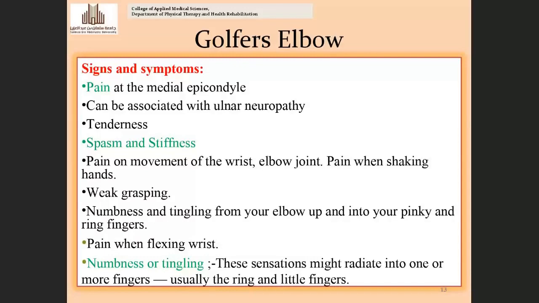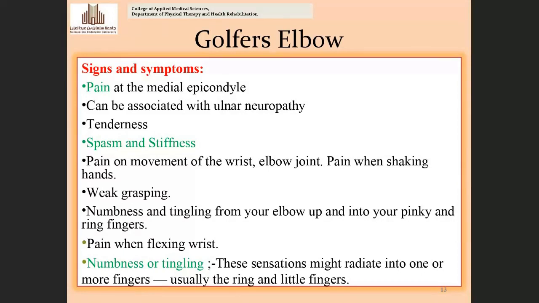What are the signs and symptoms? There is pain at the medial epicondyle of the humerus, in the inner aspect of the elbow, which can be associated with ulnar neuropathy. In the inner aspect of the elbow, the ulnar nerve is very superficial. So if there is any inflammation at the medial epicondyle of the humerus, it compresses the ulnar nerve and produces ulnar neuropathy. The person also shows slight tenderness in the inner aspect of the elbow, and you can find spasm and stiffness of the wrist flexor muscles.